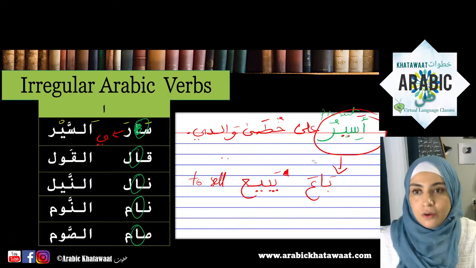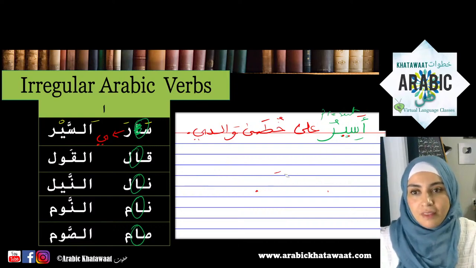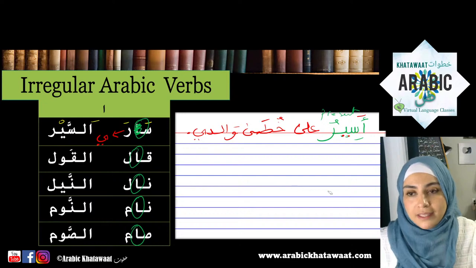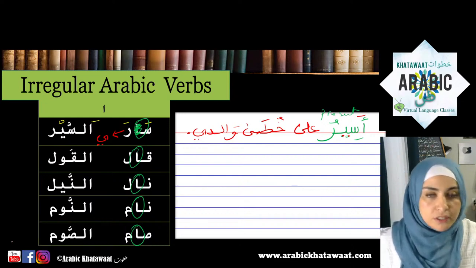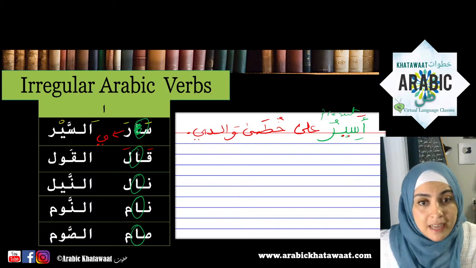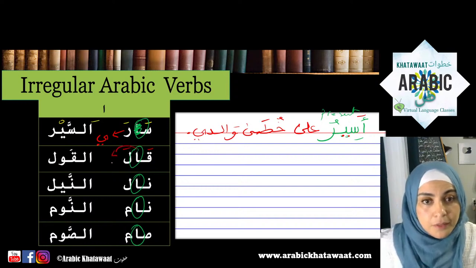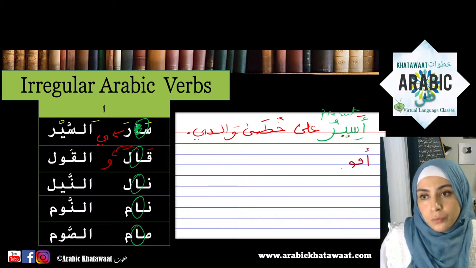And I'll go with قال. So I said صار أسير. So أسير على خطى والدي. I follow, or I walk, following my father's footsteps. That means I walk after him. قال, in this example, the alif becomes a waw in the present tense. And then I would say أقول.